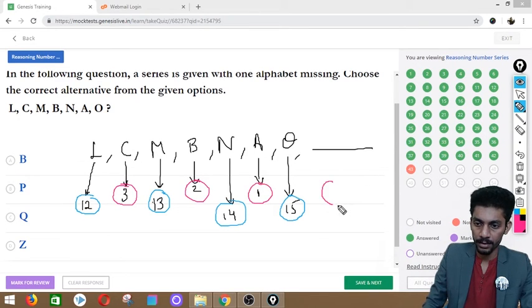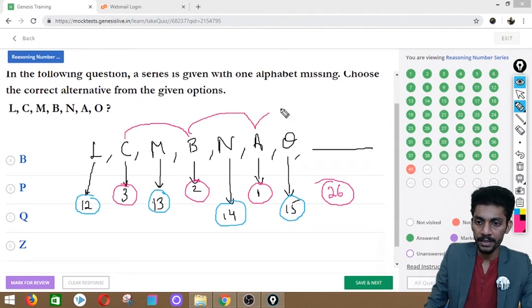Now we have to find out what the circle is. The circle will be 26. Why is it 26? Because we are going in reverse order. After C, before C it is B, before B it is A, before A it is 26, that is Z. Before Z it is Y.